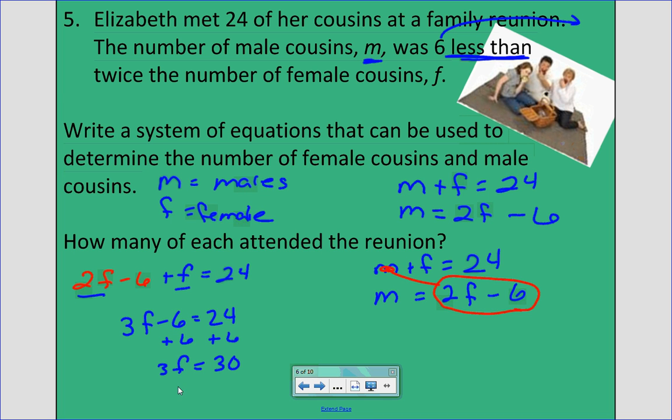How many females are there? What's 30 divided by 3? 10. So here's my thing. If I know that there's 10 females and there's 24 total cousins, how many males are there? 14 males.